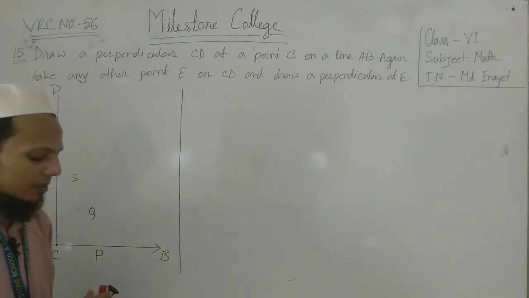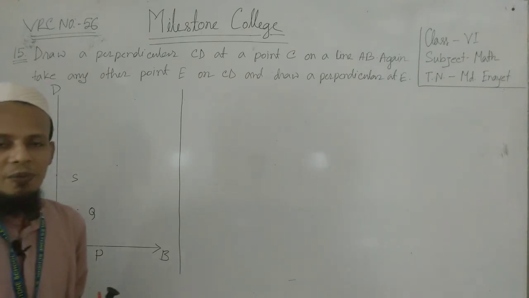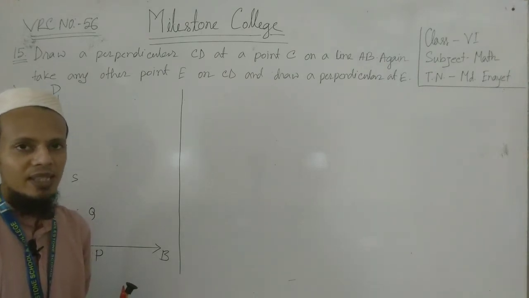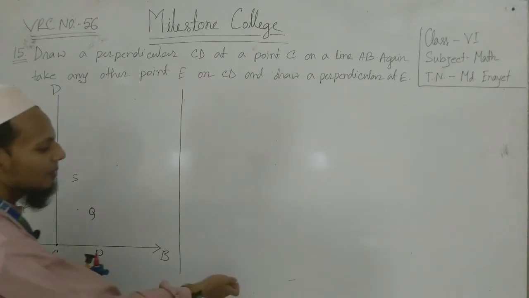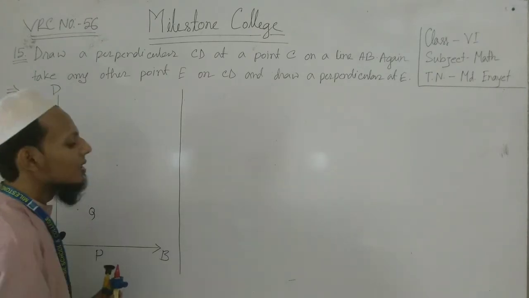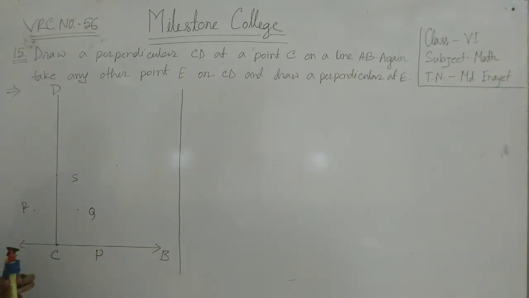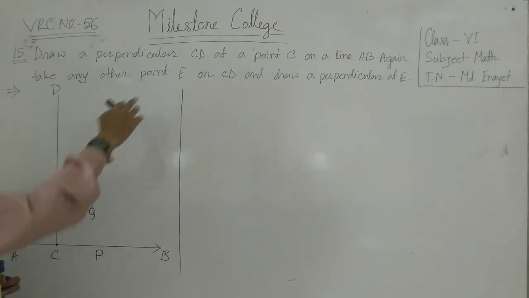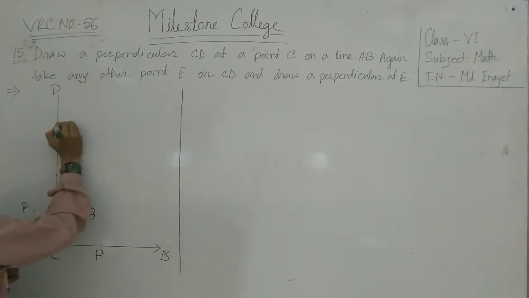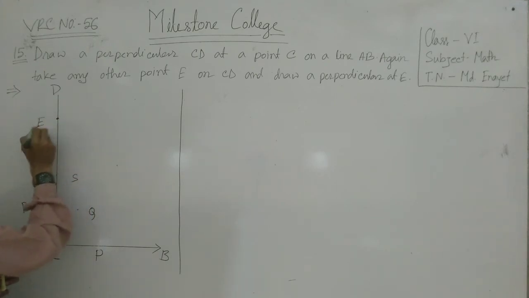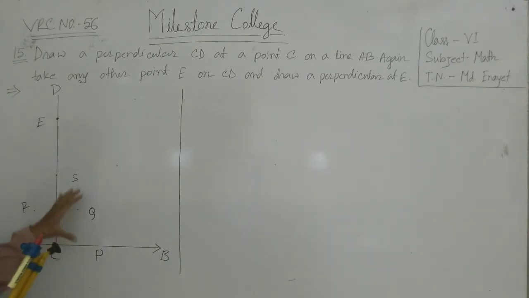So, my dear students, now I will go for the last step, that is step number 6, and as we do not have any more space here, so I erase all this. So, my dear students, now I am going for step number 6. So, we have to take any other point E on CD. So, look here, you are taking any point E here, and now this one will be the repetition of this process.